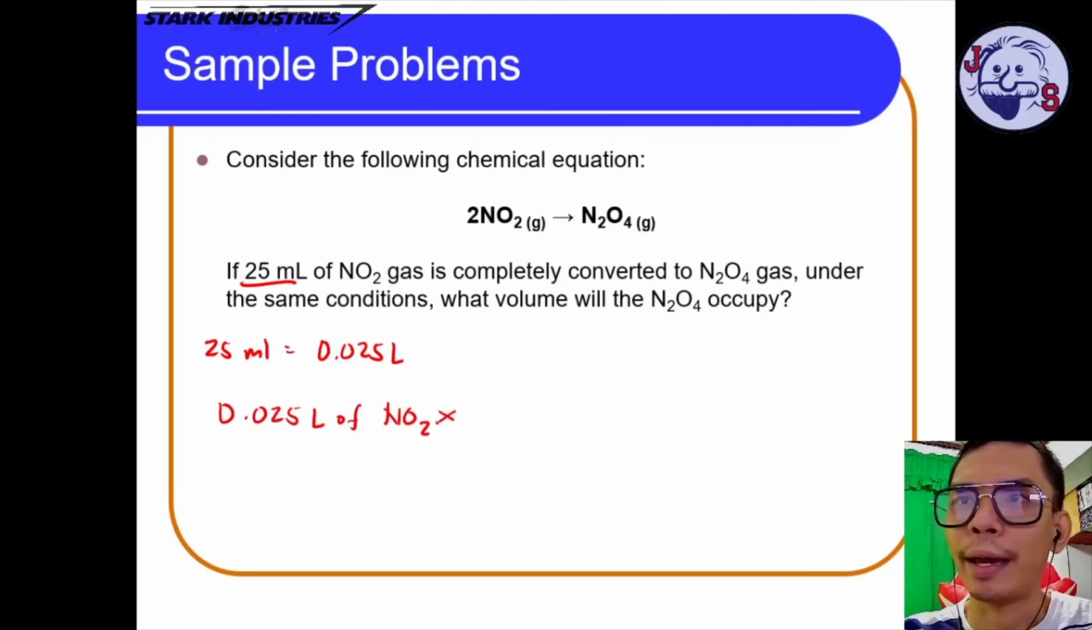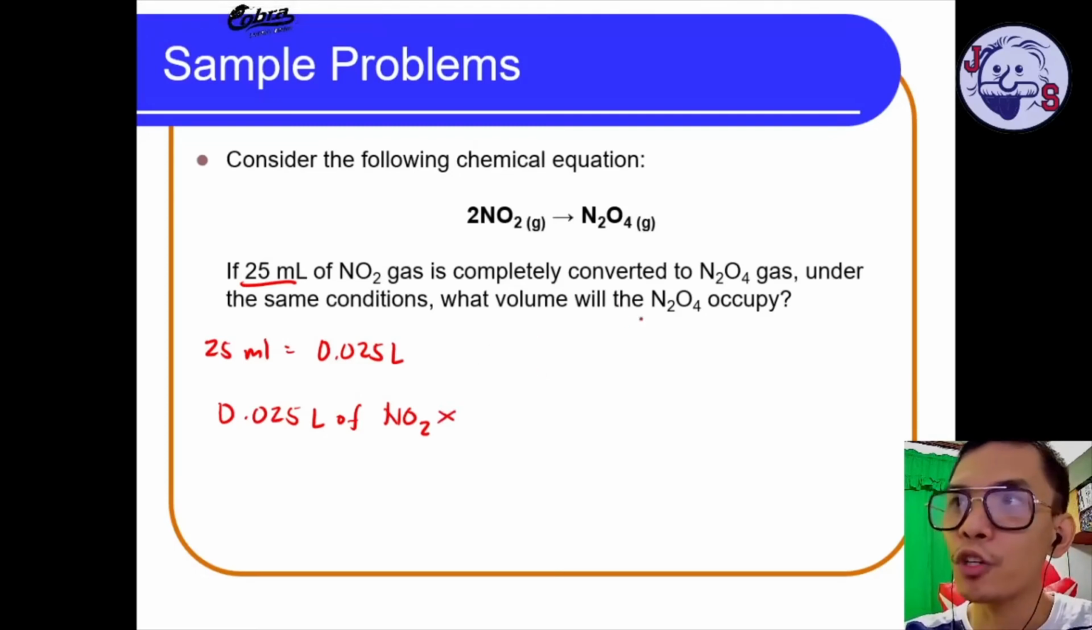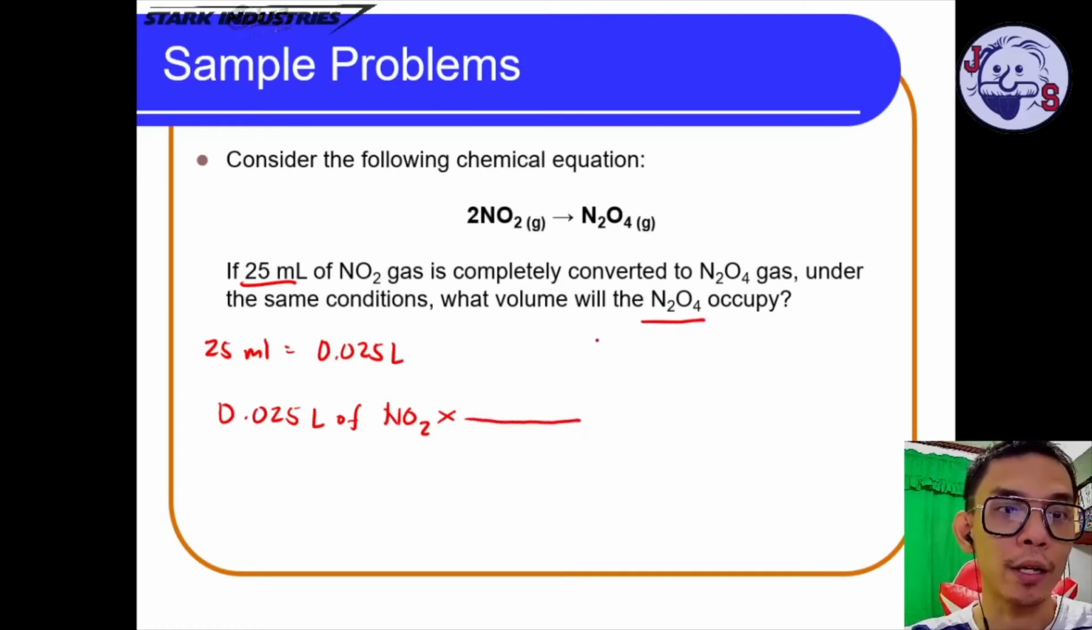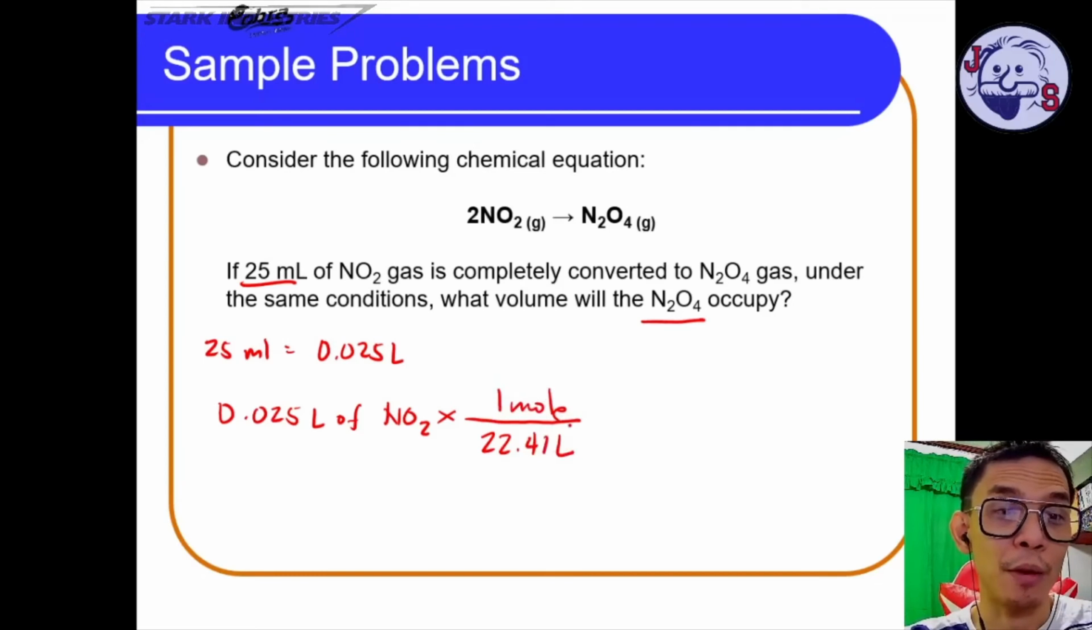Okay, and we were going to convert it into the volume. Okay, the volume of N2O4. So how do we do that one? Okay, so the first one is the molar volume. So we have 22.41 liters and 1 mole. Okay, so that will be 1 mole.